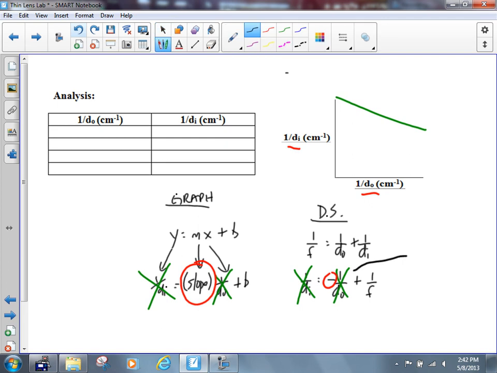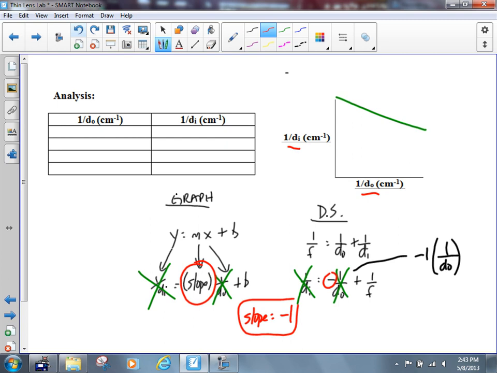Well, this term right here, we could say negative 1 times 1 over do. Is that the same thing as what was actually written there? 1 times 1 over do is 1 over do, right? So this is the same thing as saying the slope is equal to negative 1. Regardless of which group you're in today, regardless of which class you're in today, regardless of which lens you used or which object you used or anything about this, the slope of your graph will be negative 1. It doesn't matter what data you use, the slope of your graph will be negative 1.